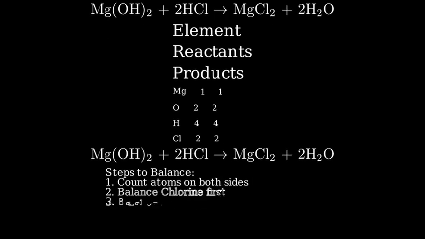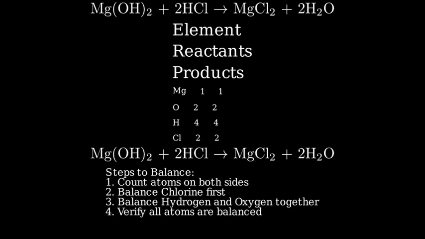To summarize, we balanced this equation by first balancing chlorine by adding a coefficient of 2 to HCl. Then we balanced hydrogen and oxygen together by adding a coefficient of 2 to water. Remember, when balancing equations, you may need to adjust multiple coefficients to get all atoms balanced on both sides.